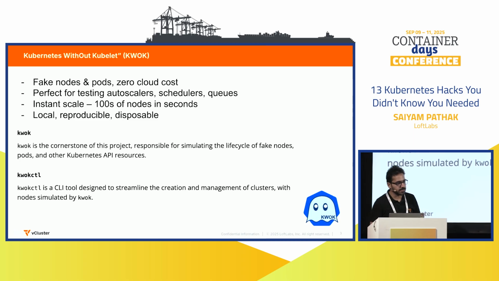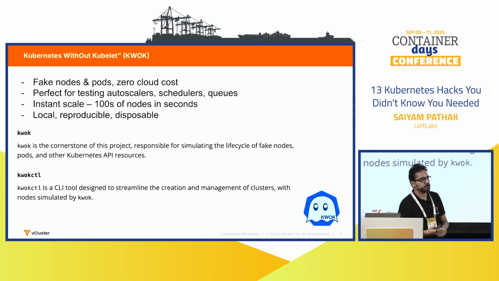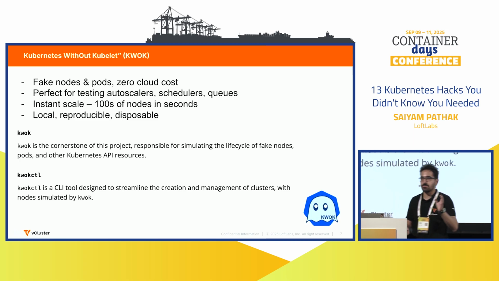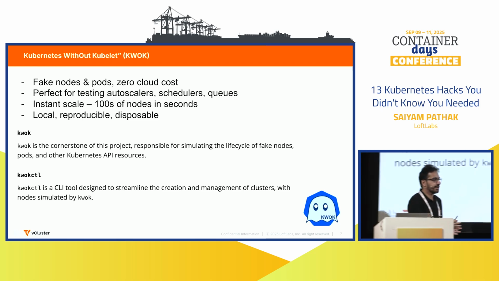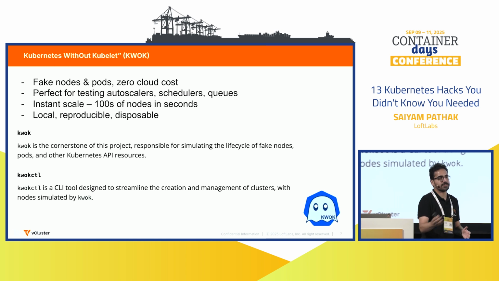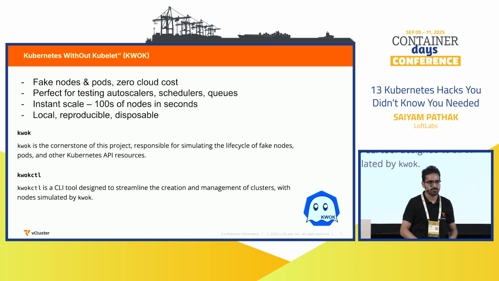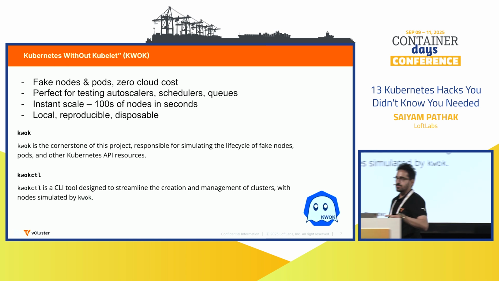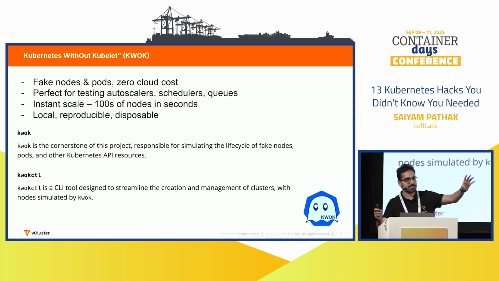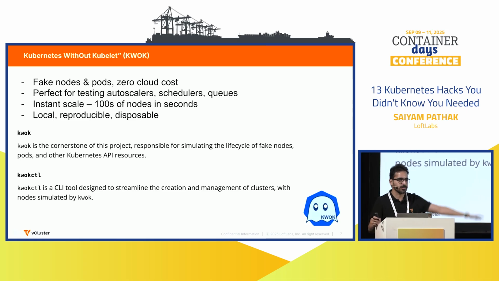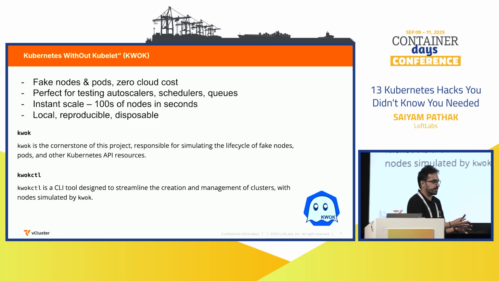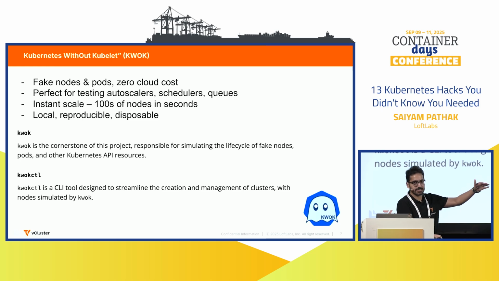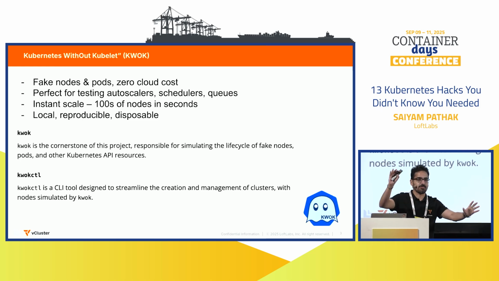So the first one is Kubernetes without kubelet. What happens is that on your machine, sometimes you need hundreds of nodes for testing. You want to scale that, and scaling takes a lot of time in Kubernetes when you want to attach nodes. This gives you a fake set of nodes, without kubelet. There isn't actually a node there, but on your machine, like on this particular laptop, I will be able to create 100 nodes in a few seconds.